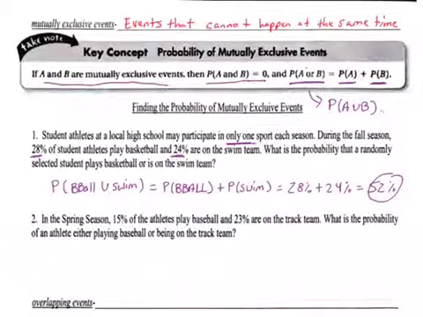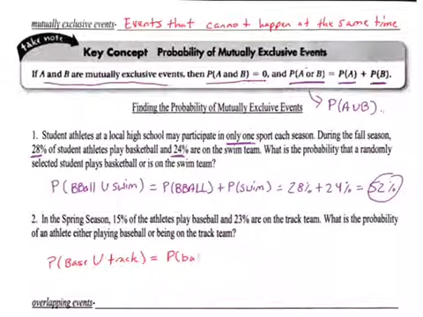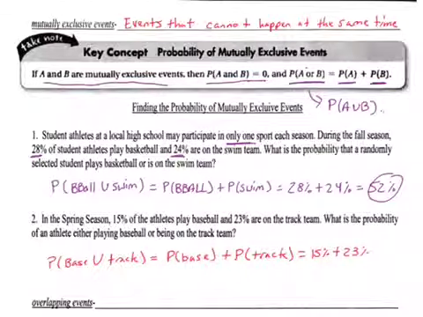So very similar to the last problem, we're going to have the probability of, we'll say, baseball, with the probability of track. So we need to find the probability of baseball, which they gave us, plus the probability that a student could run track, and we'll bring those together. So we've got 15% plus 23% gives us a probability of 38%.